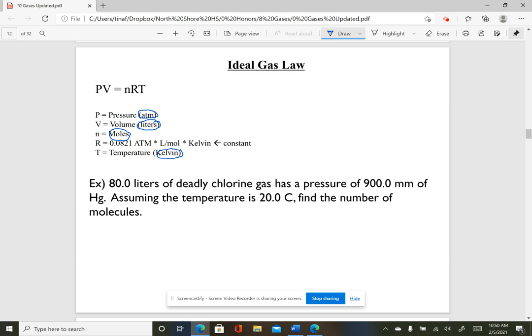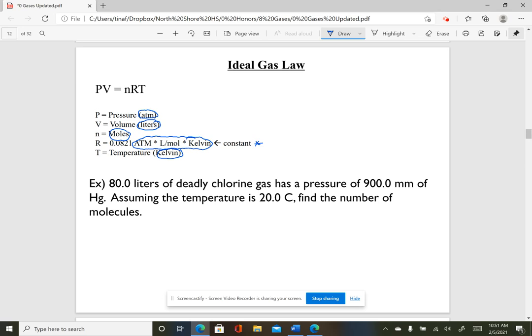So R is a new constant that you guys have to know. Whenever you see R in an equation, you want to plug in this 0.0821, and notice its units: atm times liters per mole times Kelvin. So in order to cancel out units, everything else in the equation has to have the same units as your constant R. And that's where that comes from. Okay, so again, we're going back to unit conversions.